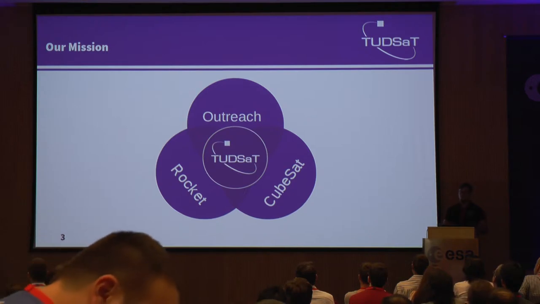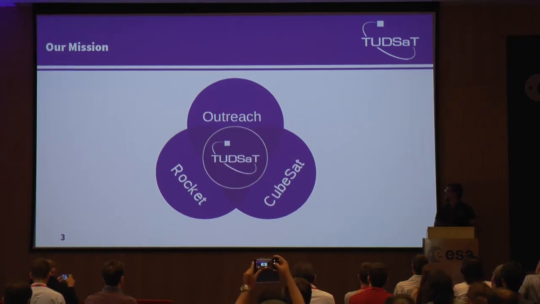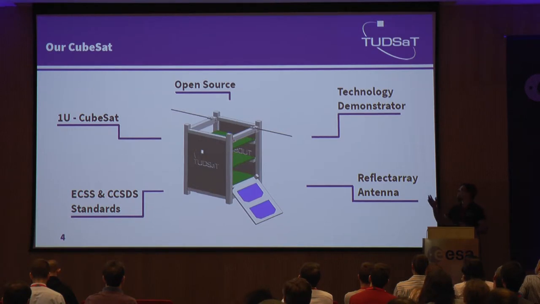Our mission composes of three things. At first, outreach, we host an open lecture series at our university, which is open to the public and available on YouTube after each session. We do experimental rocket development. In the future, we hope that we can do also liquid rocket engines. And we, of course, try to build our own CubeSat. Our own CubeSat will be entirely open source.